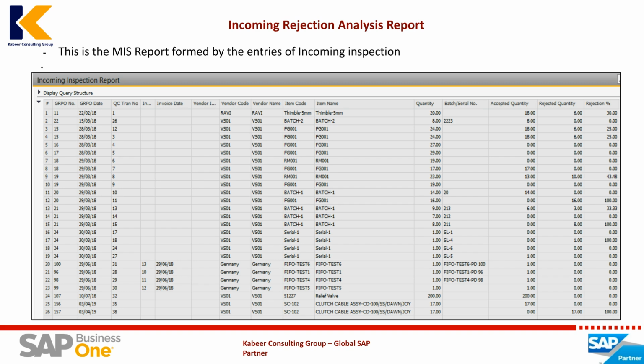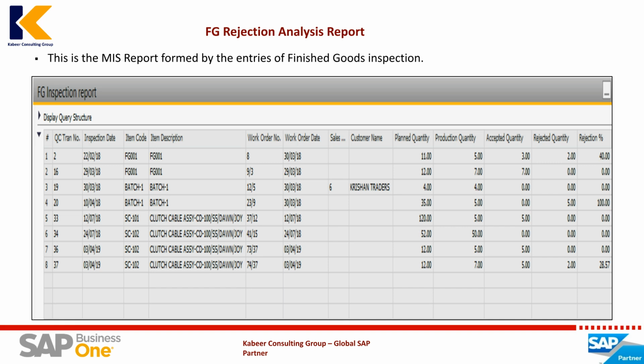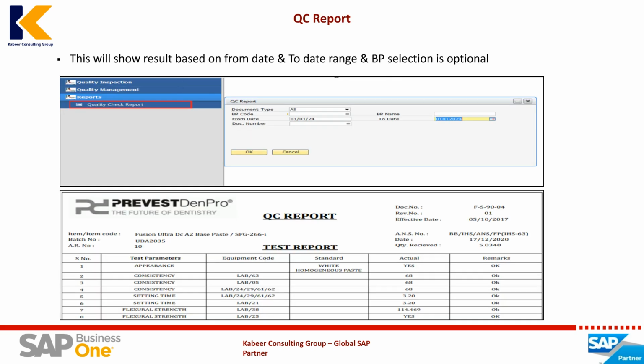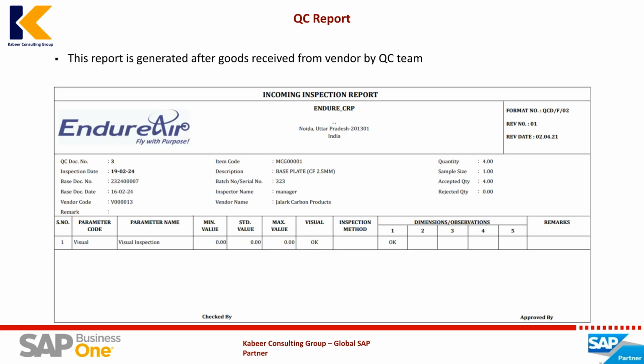The incoming rejection analysis report is a crucial MIS report derived from incoming inspection entries. This is the finished goods rejection analysis report, another MIS report generated from finished goods inspection data. The QC report shows results based on a selected date range, with business partner selection being optional. This specific QC report is generated after the QC team completes inspection of goods received from a vendor.